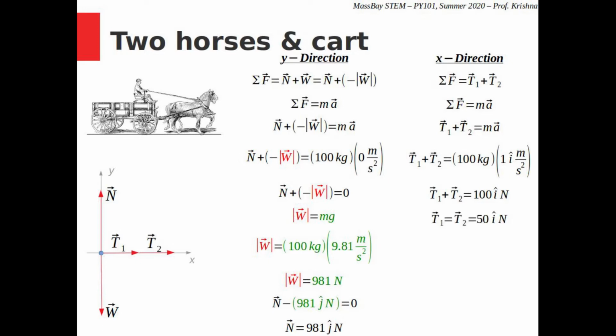We were told the tensions are equal, so each individual tension is 50 i hat newtons. So the normal force is 981 newtons, and each tension is 50 newtons. We have now solved a puzzle where there were forces in both x and y, and two of them pointed in the same direction.